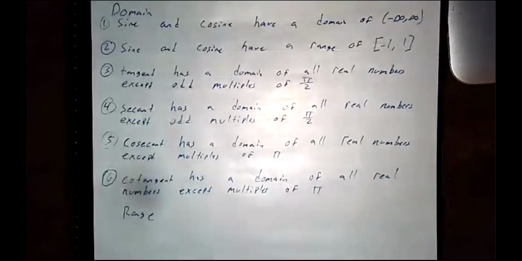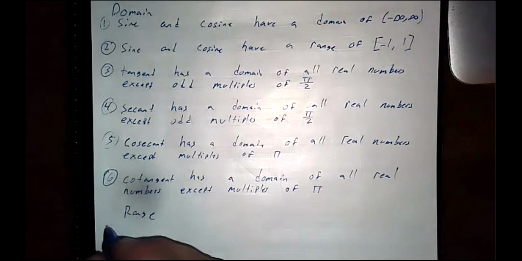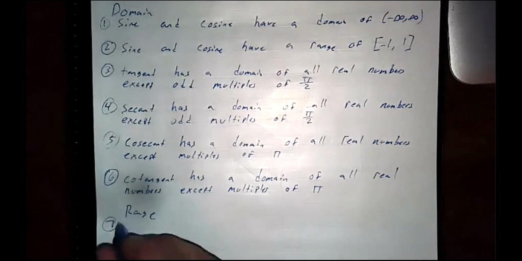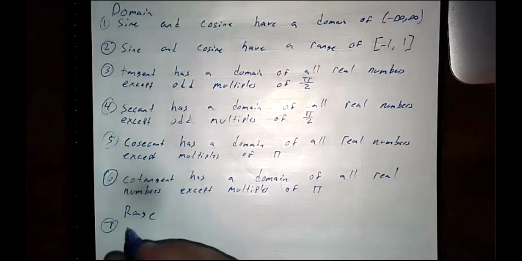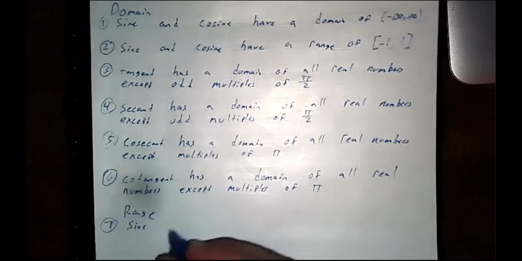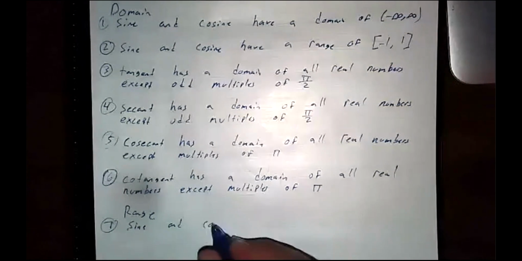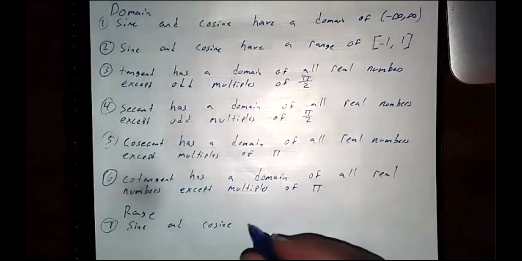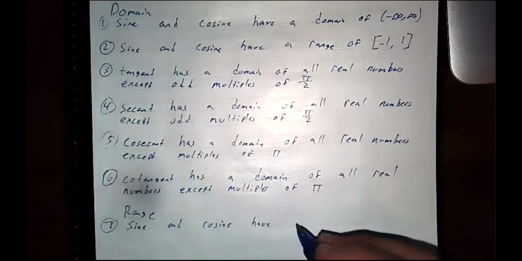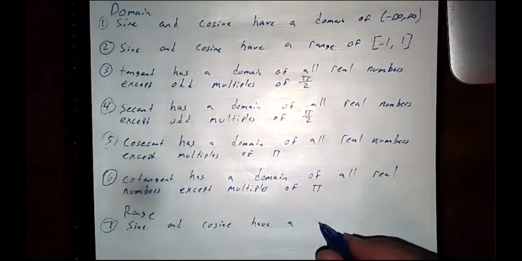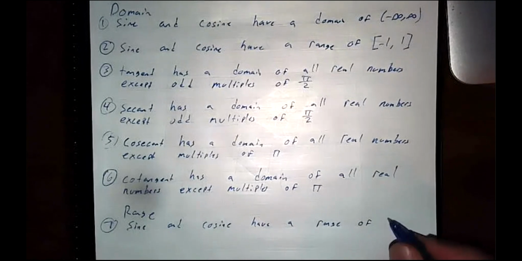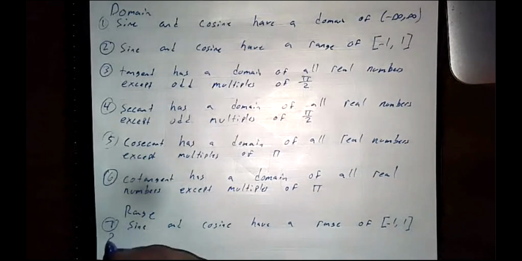Range. All right. Sine and cosine have a range of -1 to 1.